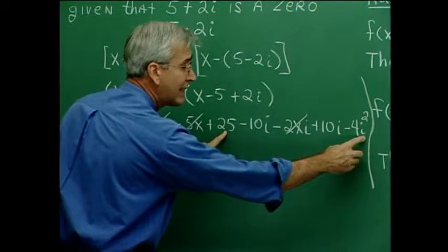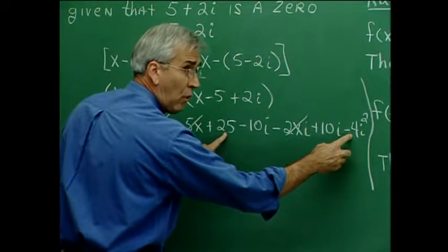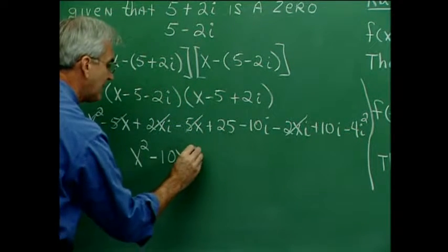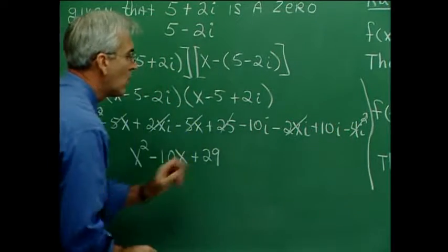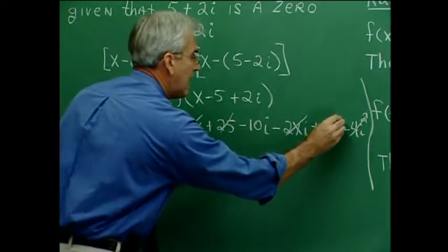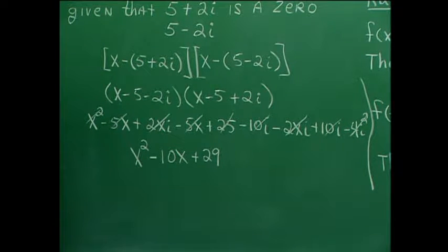Remember, i squared is negative 1. So we have negative 1 times negative 4. That's 4. So 4 and 25 is 29. So those terms go out. We have minus 10i plus 10i. Those take one another out. And here is our polynomial product.